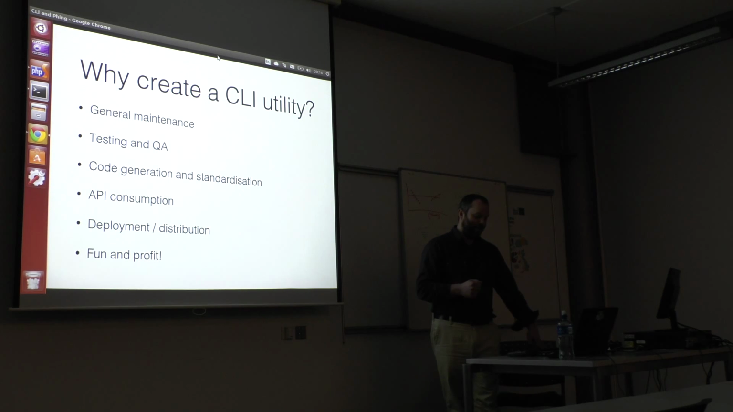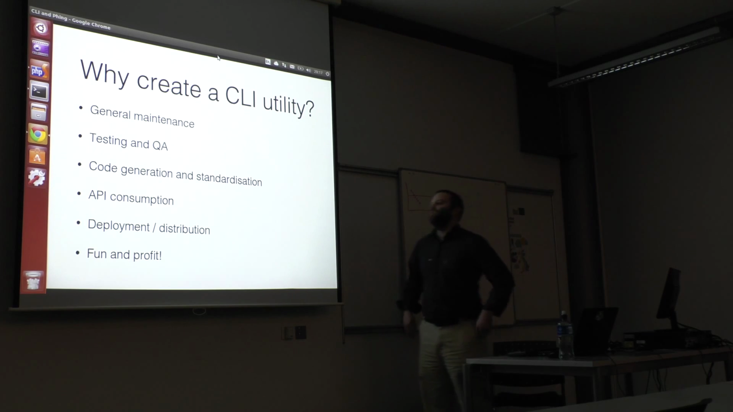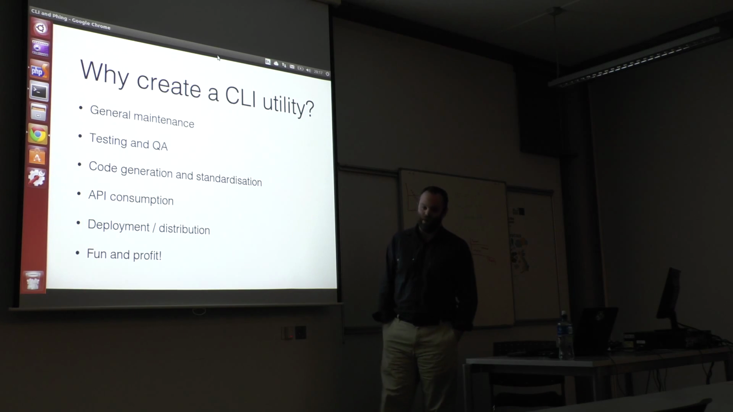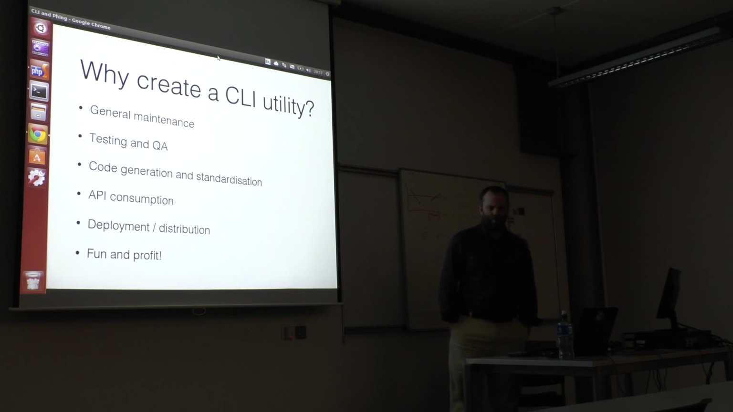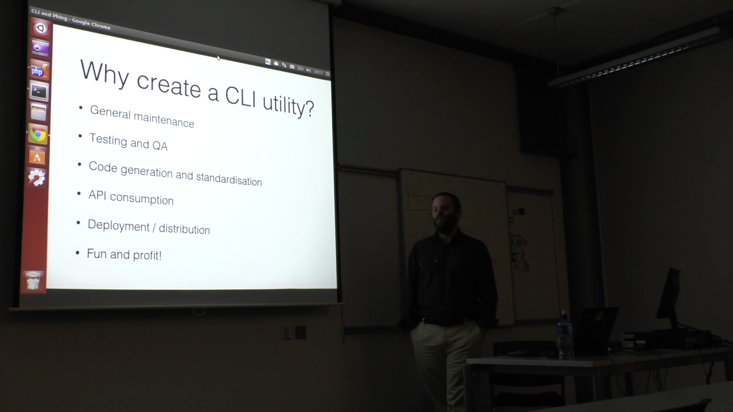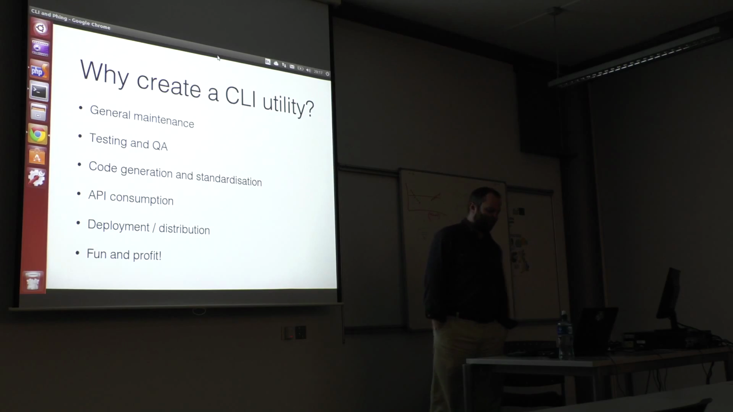API consumption. If you need a command line utility to talk to, I don't know, Twitter, Facebook, make a post for you, read posts, whatever. There's a world of opportunities right there. Deployment and distribution. Again, fitting in with what Tom had said. Maybe you would like to roll your own deployment engine. Sort of decide, well, Capistrano is not really for me. The things that are out there don't really work for this project. Can I make one myself? Can I actually create a command line utility that will take a project and put it on a server? You can, of course you can.